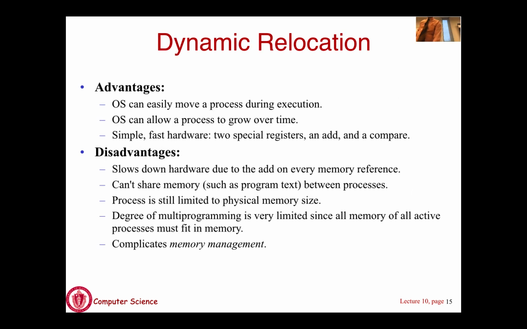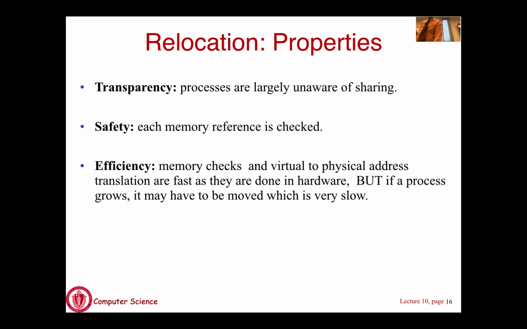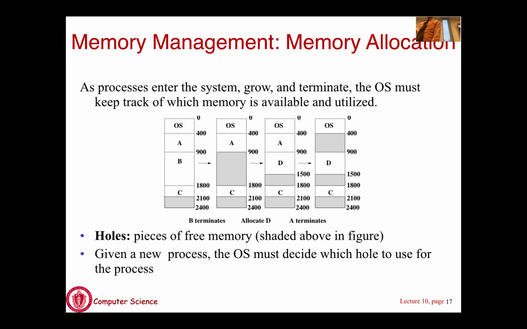All right. So, we did dynamic relocation. We will skip the advantages and disadvantages. It should be clear that transparency is achieved, because the process doesn't know that the hardware is doing all this translation. It's just happening under the hood. There's safety, because you are doing this range check to make sure you cannot access some other process's memory. It's efficient because you are doing all this translation using special hardware that's built into the CPU. So, that is relocation.